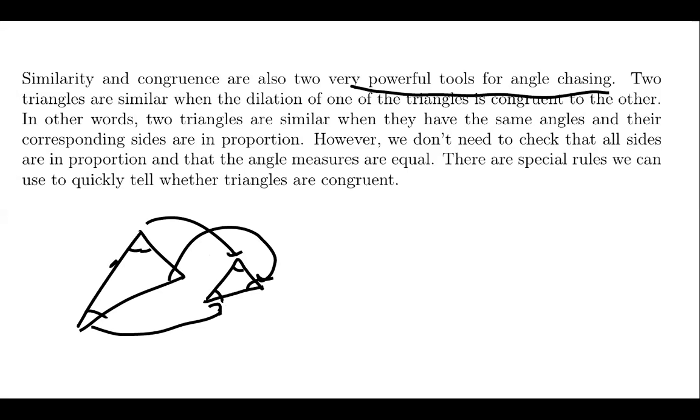So these two sides must have the same ratio with these two sides and this other pair of sides. And for congruency, it's when the two triangles are exactly the same. So they have the same side length, same angles, same everything.